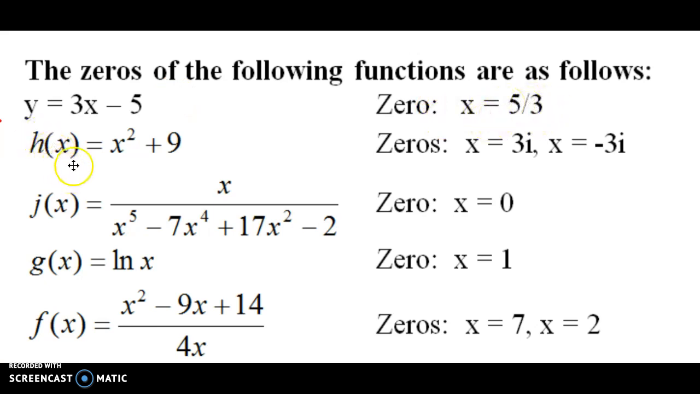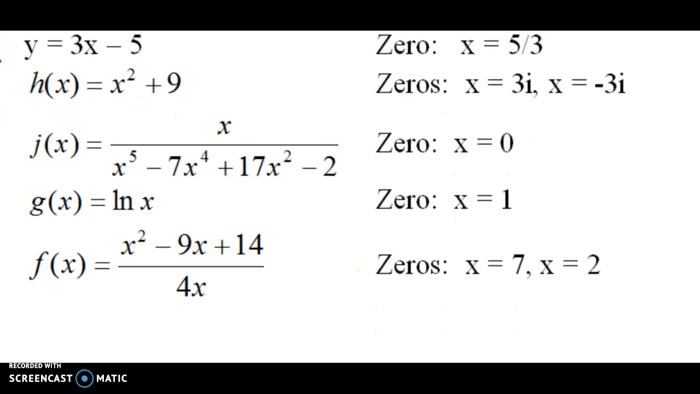We have h of x, that's x squared plus 9. Ooh, and it has two zeros. It has x equals 3i and negative 3i. Do you remember what i equals? Interesting. Okay. For j of x, we have that its zero is x equals 0. Think about if I plug that in. For g of x, natural log of x, its zero is 1. If you remember your log rules. And last but not least, f of x, it has two zeros this time. 7 and x equals 2.